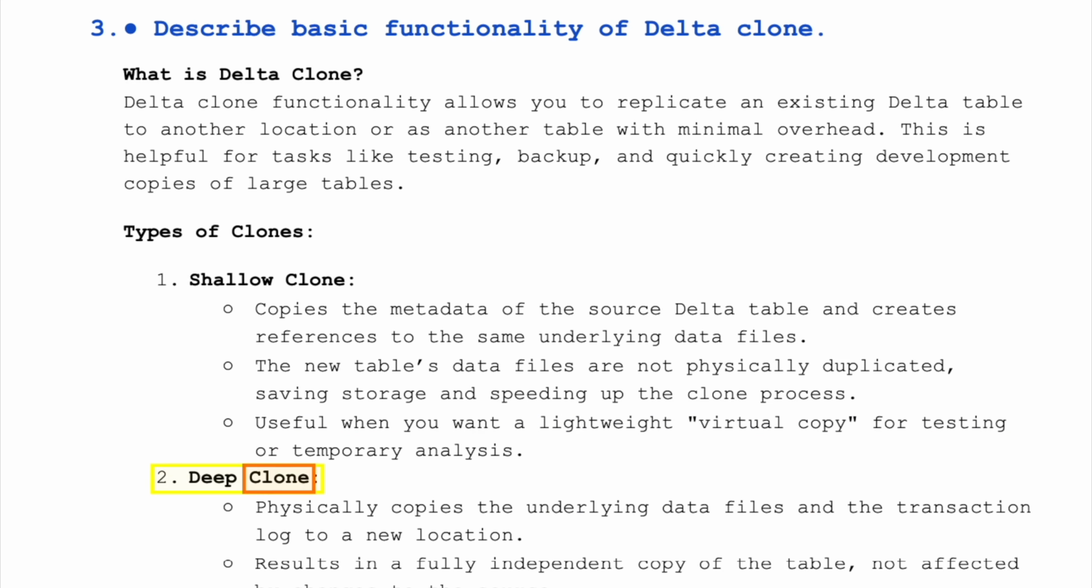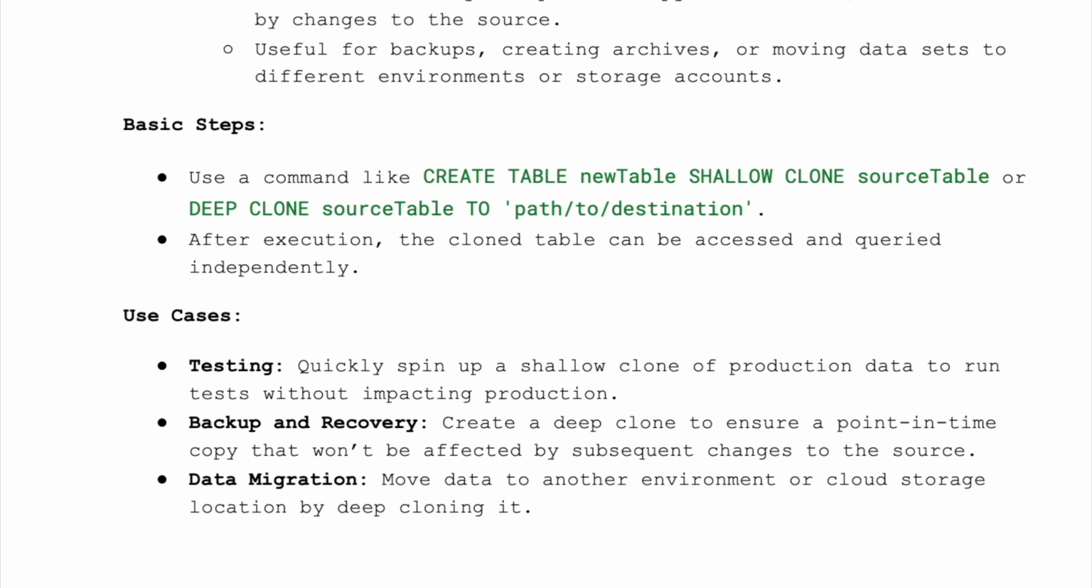2. Deep clone physically copies the underlying data files and the transaction log to a new location. Results in a fully independent copy of the table, not affected by changes to the source. Useful for backups, creating archives, or moving data sets to different environments or storage accounts. Basic steps. Use a command like CREATE TABLE mutable SHALLOW CLONE sourceTable or DEEP CLONE sourceTable LOCATION path to destination. After execution, the clone table can be accessed and queried independently.